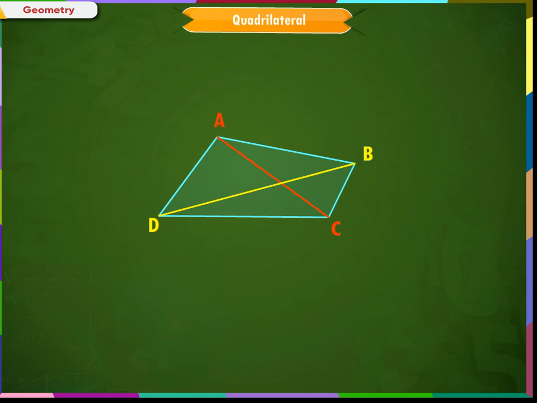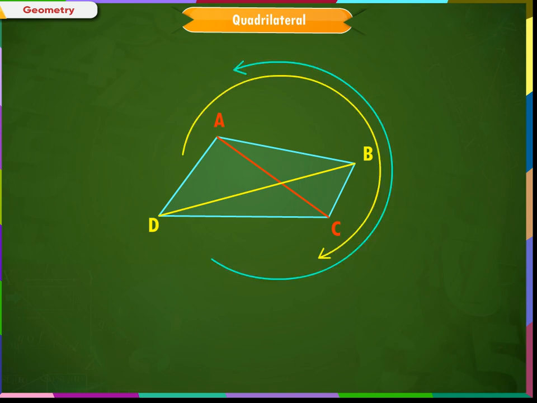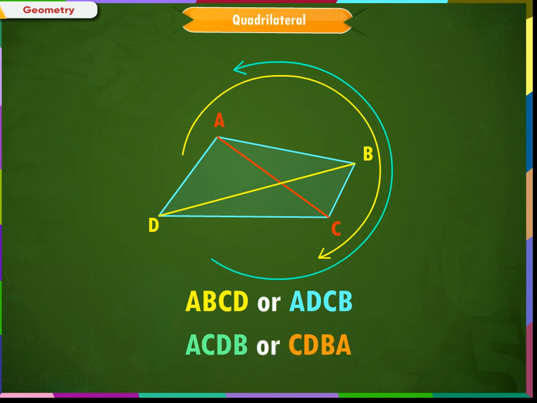To name a quadrilateral, we choose any vertex of the quadrilateral and list all of the vertices either going clockwise or anti-clockwise. So, this quadrilateral we can name as either ABCD or ADCB. Remember, naming a quadrilateral like ACDB or CDBA would be wrong.